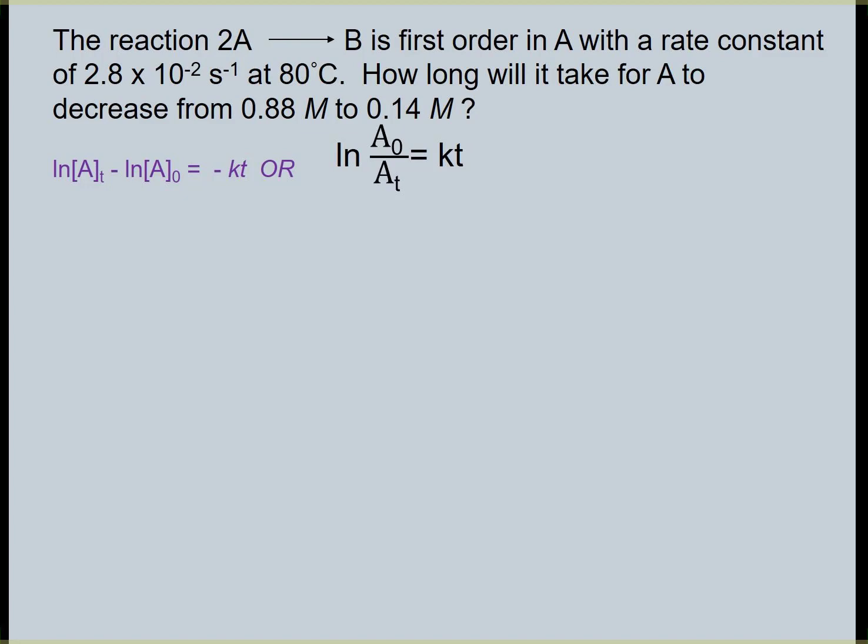So this says the reaction 2A yielding B is first order in A with a rate constant of 2.8 times 10 to the minus 2 at a certain temperature, and that temperature is not important. As long as it stays the same temperature, then your rate law constant stays the same. How long will it take for A to decrease from 0.88 to 0.14?